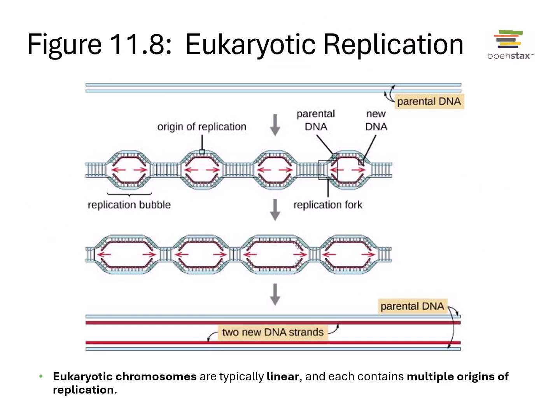This is a nice figure that shows multiple replication bubbles forming across a linear chromosome, and each origin opens up in two directions, creating several replication forks that eventually meet and merge. This coordinated system helps eukaryotic cells complete replication efficiently, even with billions of base pairs.